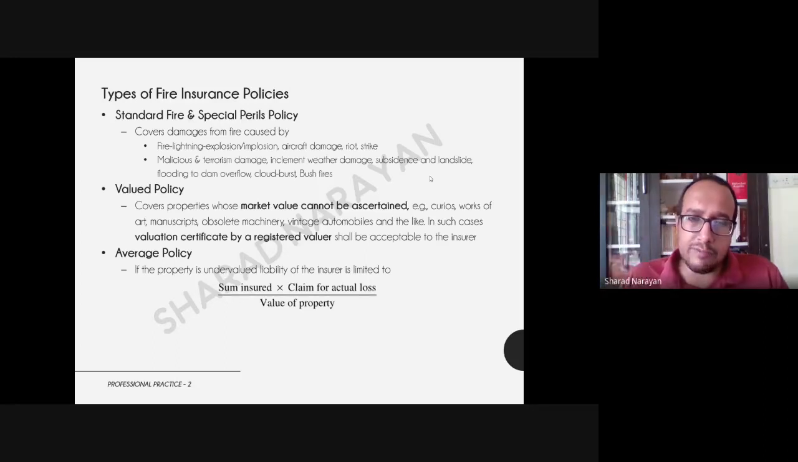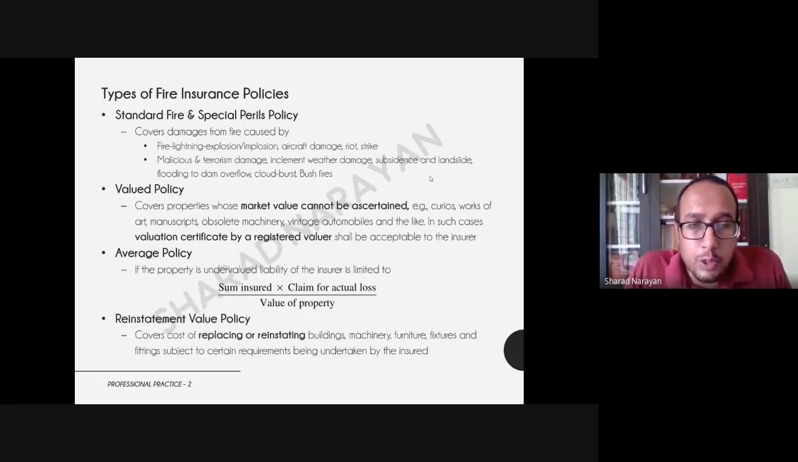So let us say, for example, the sum insured is around 4 lakhs, and the claim for actual loss comes to around 1 or 2 lakhs, and the actual value of the property is around 6 lakhs. So what happens here is that 4 into 2, 8, divided by 6 lakhs. That is the amount which you will eventually end up getting as a part of an average policy.